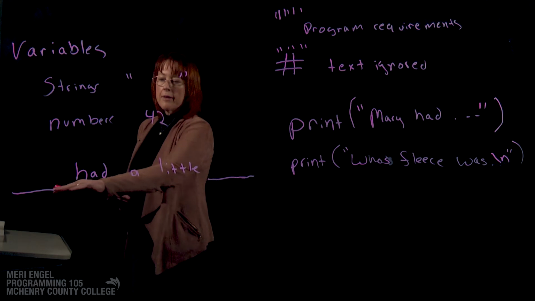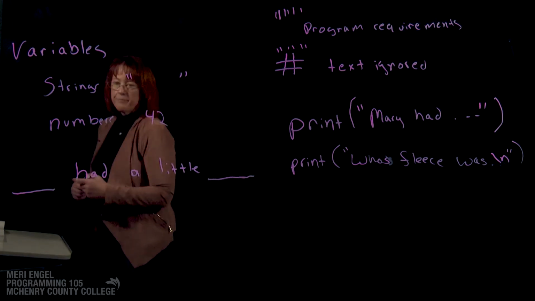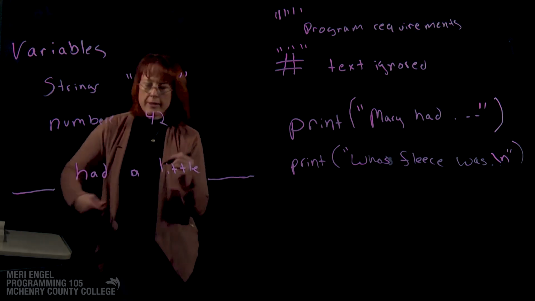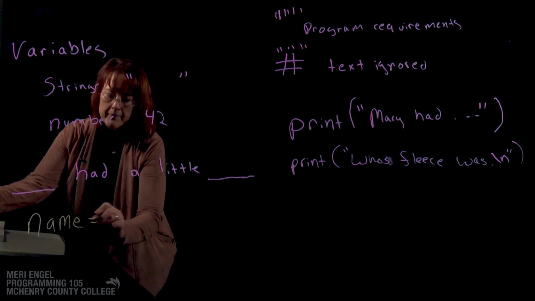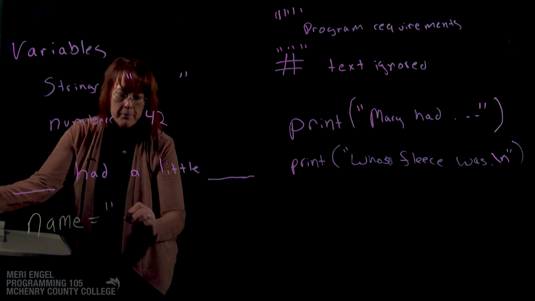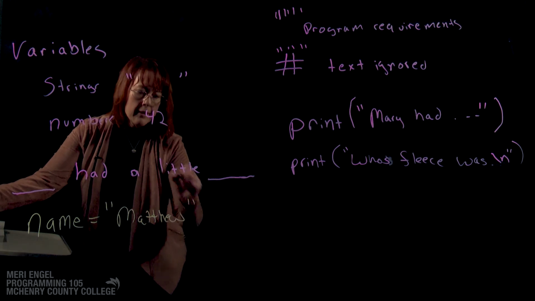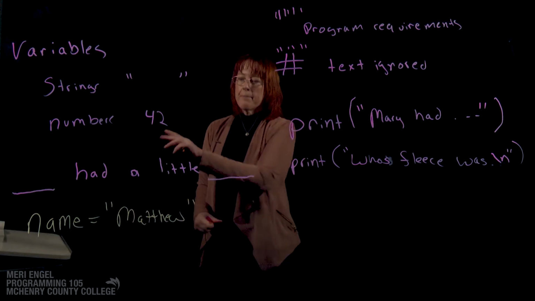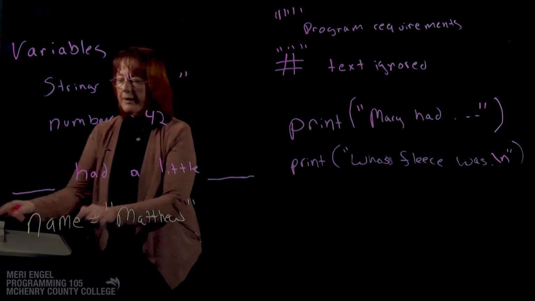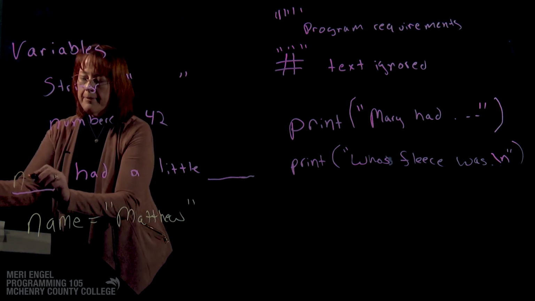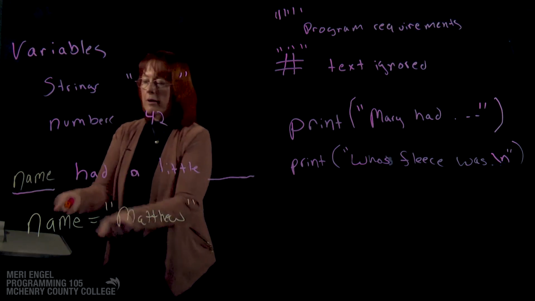So here, the poem goes, Mary had a little lamb. So we're going to make the representation here, name, and we're going to assign in quotes, both sides, Matthew to it. So instead of saying Mary had a little lamb, we're going to put the variable here, and this is a lowercase m, so we're going to use name. And then whatever is stored in here will display here.